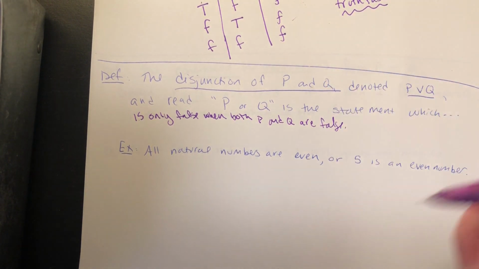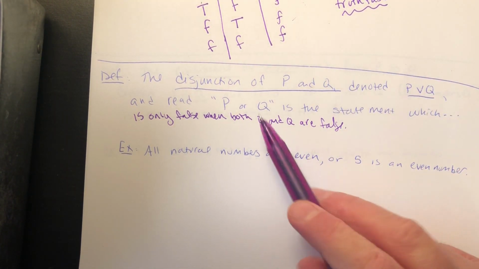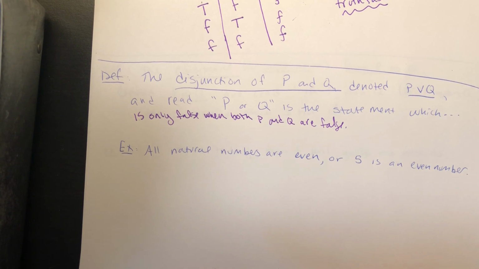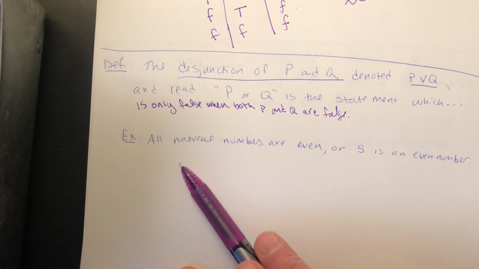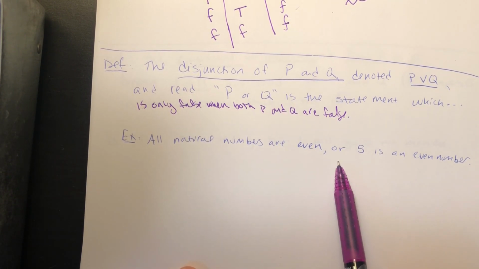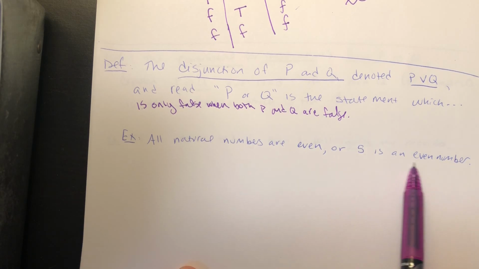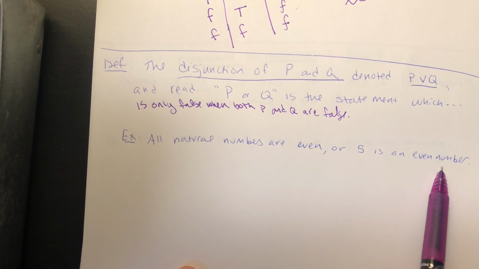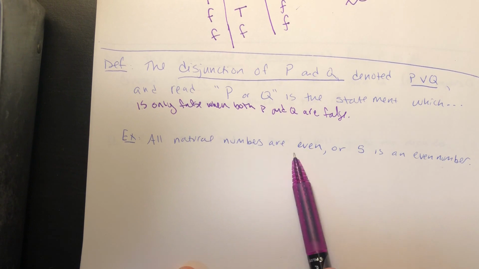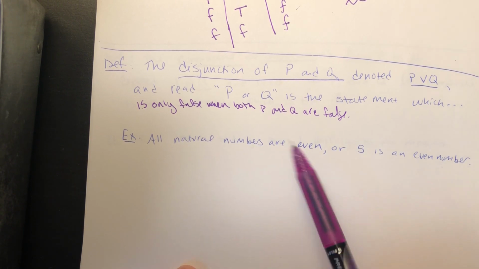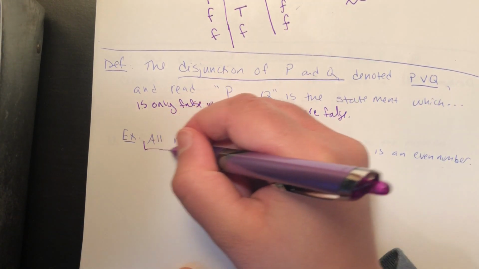If at least one of them is true, then the entire OR statement, the entire disjunction, is true. So if we look at the statement, all natural numbers are even, or 5 is an even number. Are all natural numbers even? No. 1, 3, 5, these are all counterexamples.